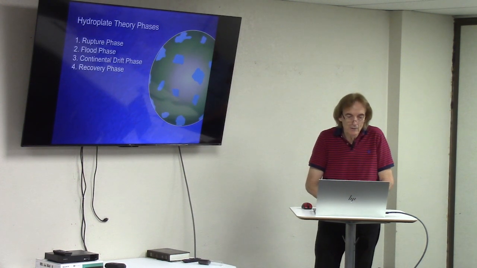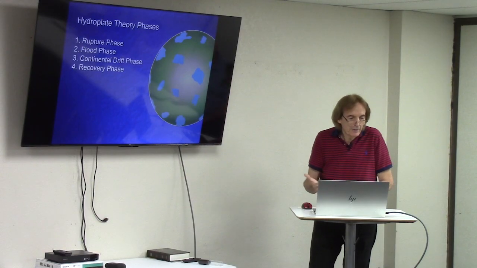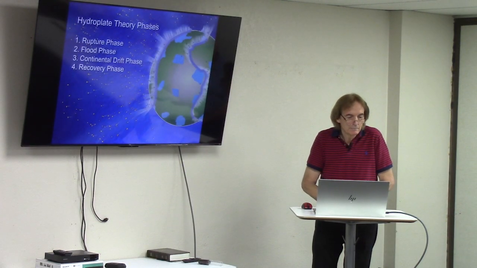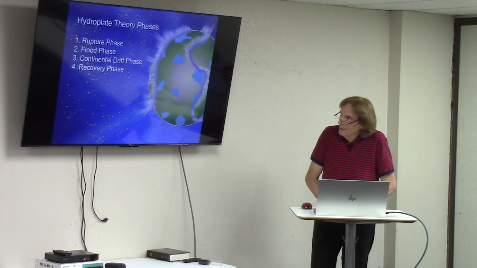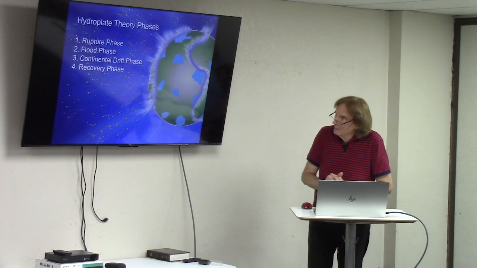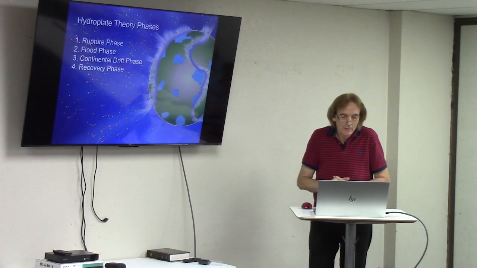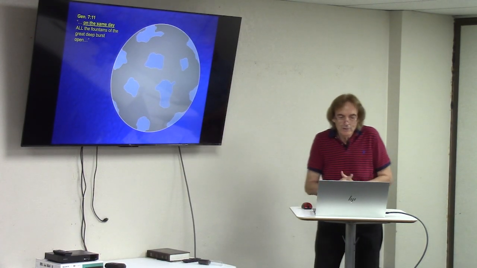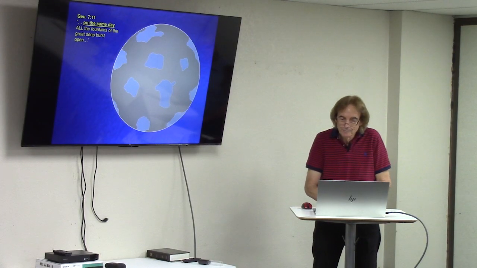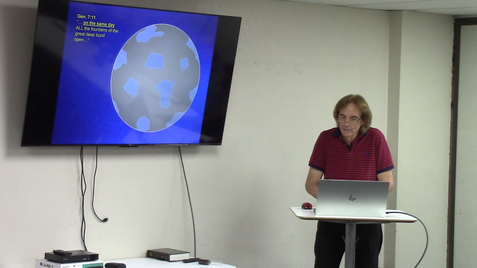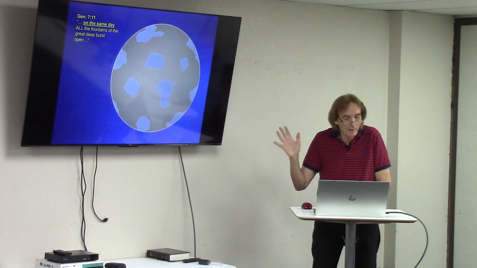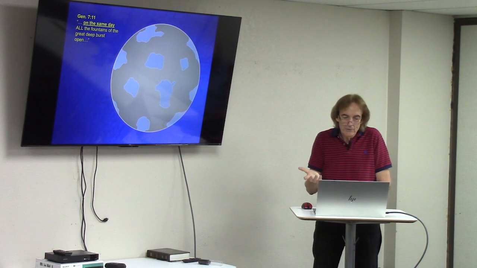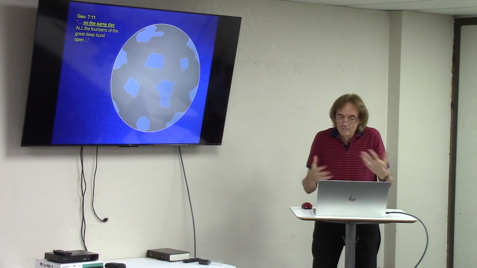So the four phases here are basically the rupture phase, the flood phase, the continental drift phase, and then the recovery phase. There's a little animation that shows you this bursting forth of the great deep and all this material getting ejected out into space. So the first phase is the rupture phase. Now, we showed this slide before, but I want to show it again here. And it's illustrated here when the fountains of the great deep burst forth, all in the same day. This is exactly what Scripture tells us here. The rupture phase only lasts a few hours or so.